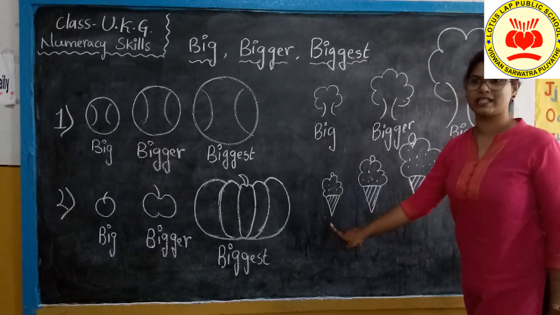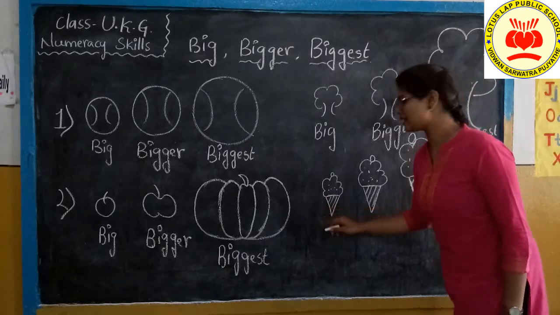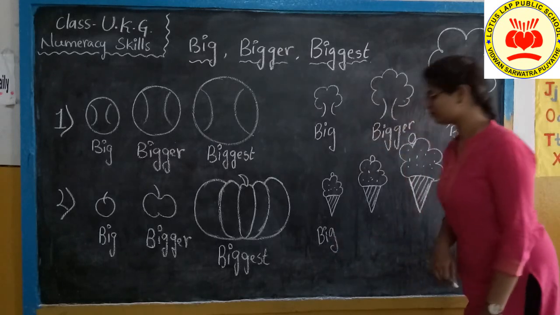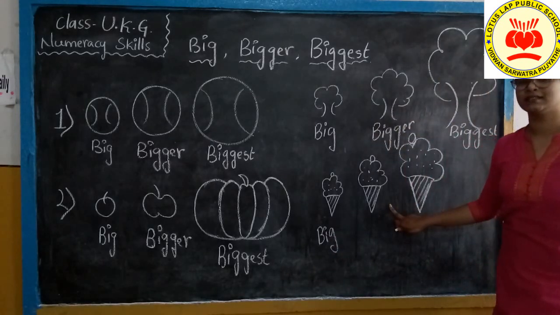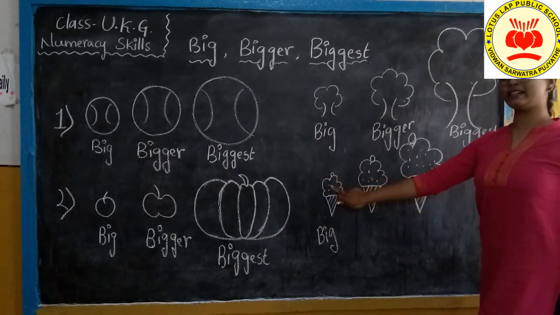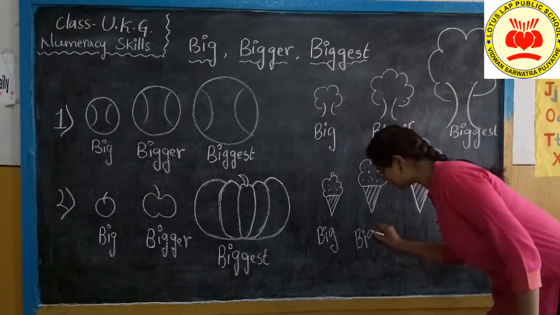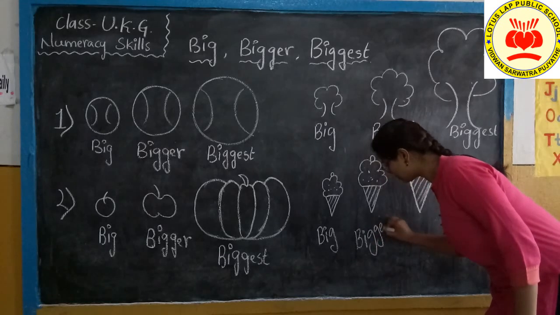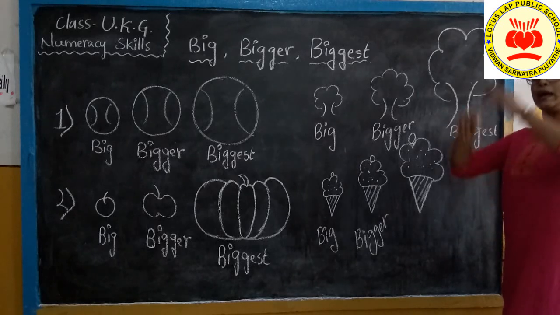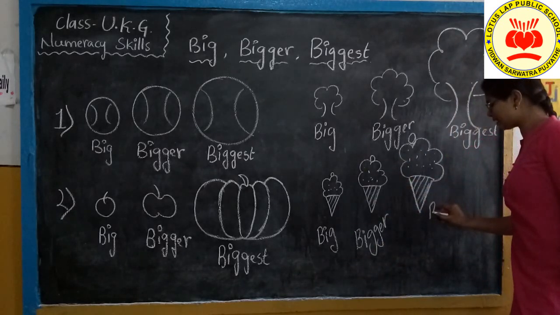Next, just give it a try, children. Ice creams. Here are ice creams. If I say the first ice cream is big, the second one is bigger than the first one. Bigger. And obviously the third one will be biggest among these three. Biggest.